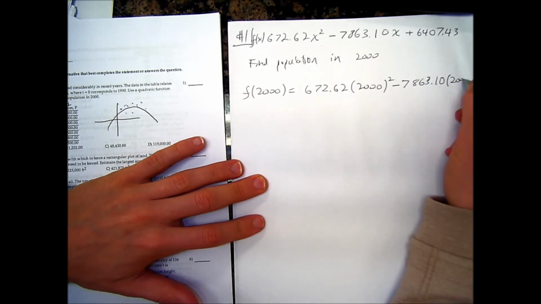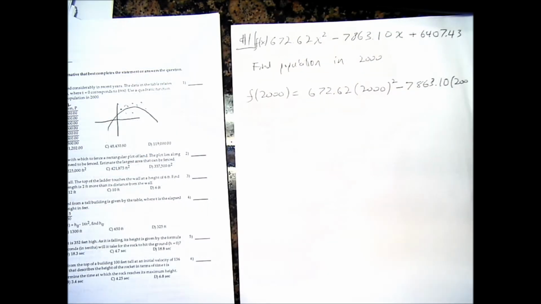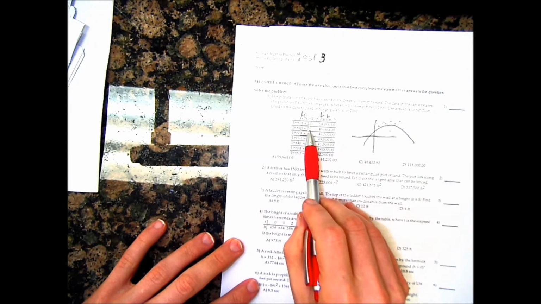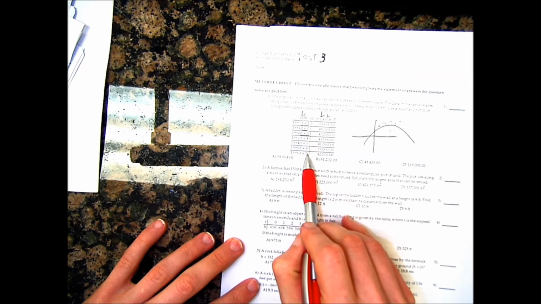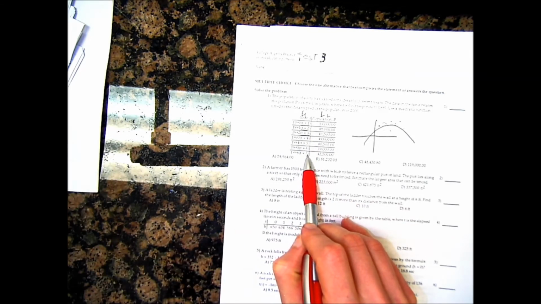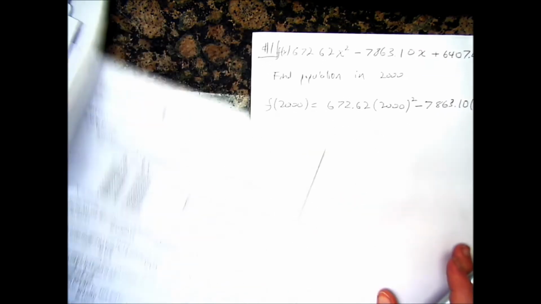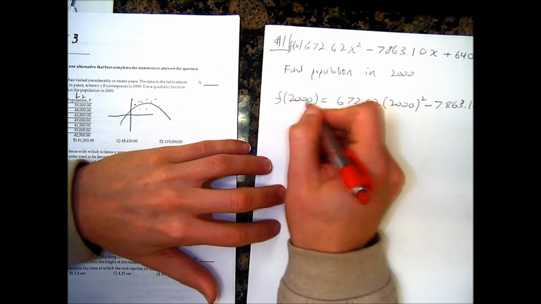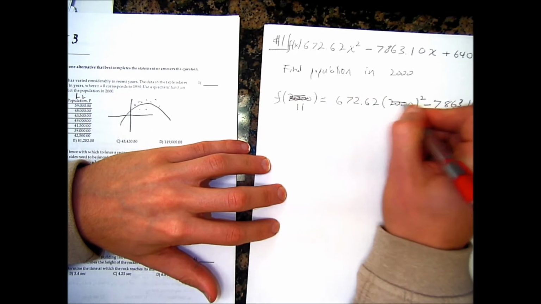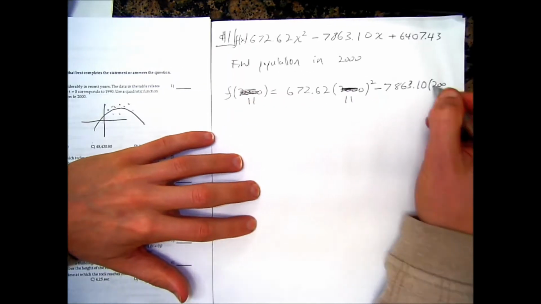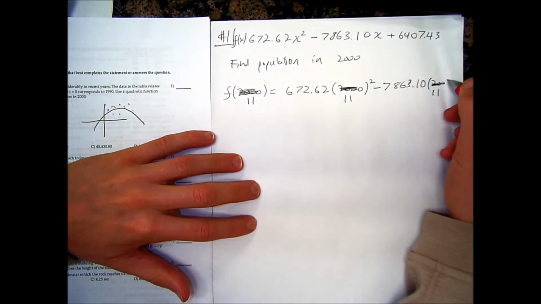Times 2000. Oh, I'm sorry. See? Look at me. 2000, because remember we said when we entered these in 1, 2, 3, 4, 5, 6, 7, 1996 was year 7, so 2000 would be year 11. So my mistake. This should be 11.